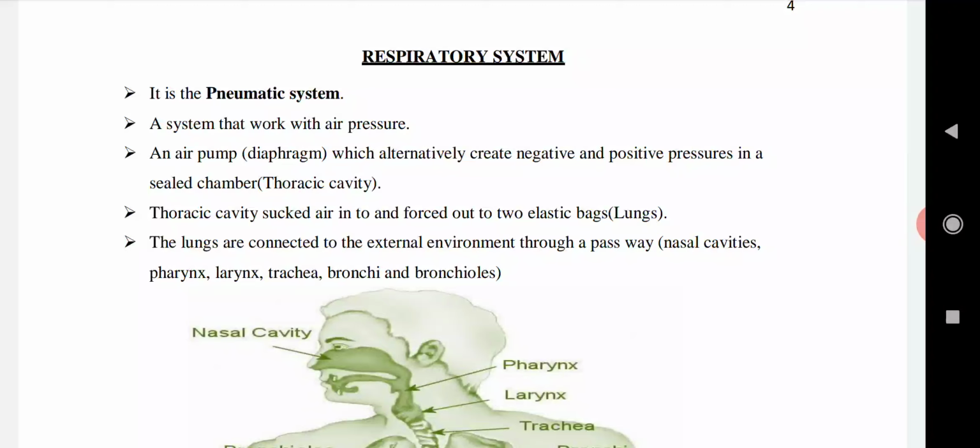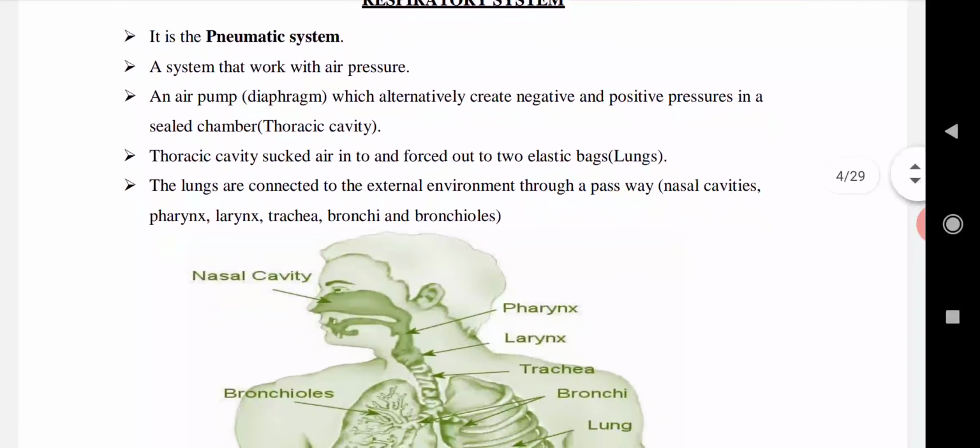So it is a system that works with air pressure and an air pump, that is the diaphragm, which alternately creates negative and positive pressures in a sealed chamber. The air pump is the diaphragm. You won't confuse it with the other diaphragm. Here is the medical term for the sealed chamber in which negative and positive pressures are alternately created: the thoracic cavity.